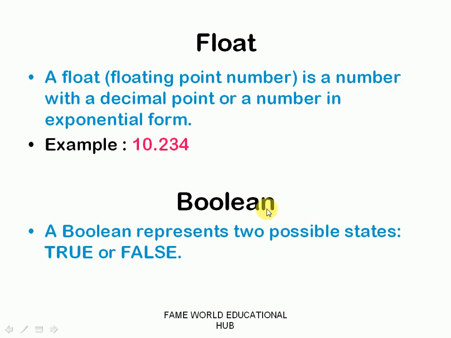What about Boolean? The next data type which comes is Boolean. Boolean represents two possible states, that is true or false.